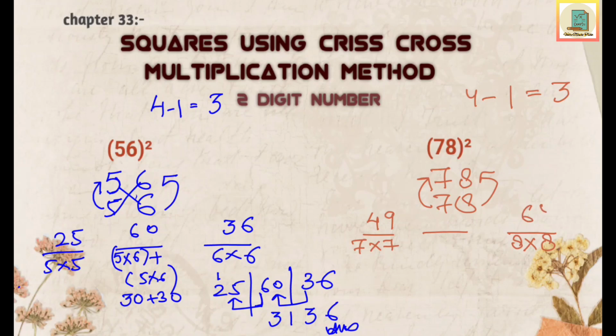for which we get 64. And in the second partition we multiply the digits diagonally and add them. So that is 7 multiplied by 8 plus 7 multiplied by 8, for which we get 56 plus 56, we get 112. So here we'll arrange the digits, 49, make a partition, 112 and 64.